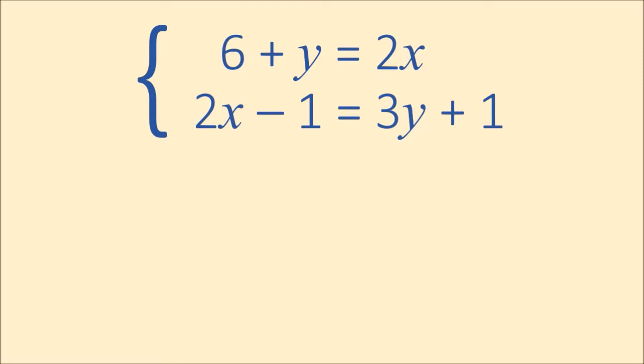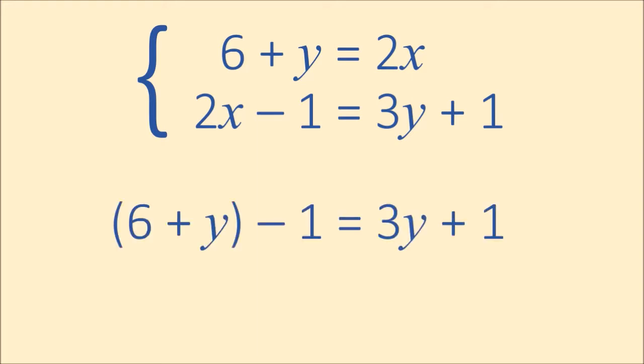I see that I actually have 2x equals 6 plus y, and the 2x shows up in the second equation. So I can actually just substitute like this. I don't need to solve for a variable and then substitute. I can just substitute the 6 plus y in for the 2x. And now I can go ahead and work on that one just in terms of y.